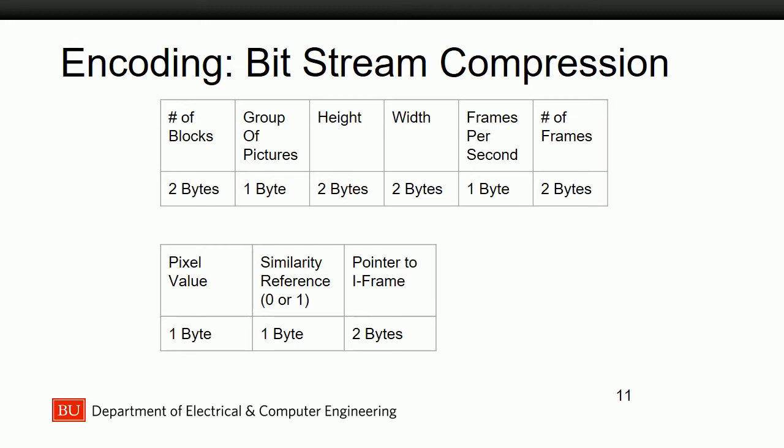For the actual data, each pixel value was a byte. The reference value, the 0 or 1 flag that said if the p value was similar to an I value, was exactly 1 byte, and the pointer to the iframe was 2 bytes.